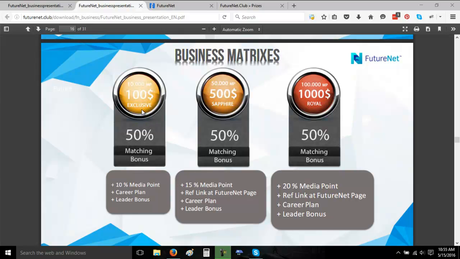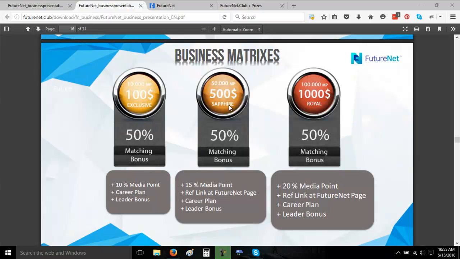So here at the $100 level, of course, you'll get the 50% matching bonus. Well, you get the 50% that you make when you bring somebody in, plus you'll get the matching bonus as well. And you'll also get 10% media points. You get to get into the career plan and the leader bonus. And those are important later too, and I'll show you why that is.